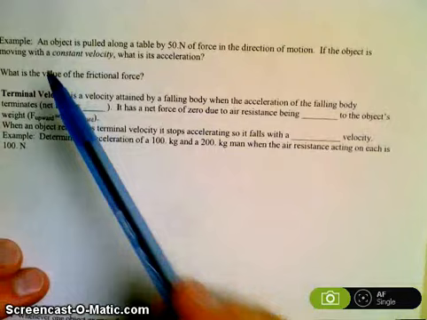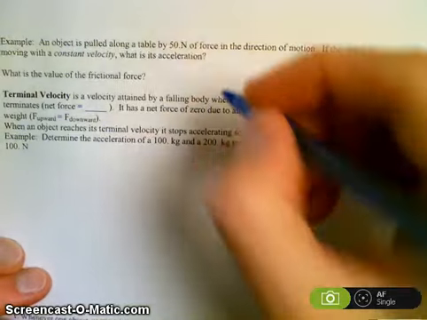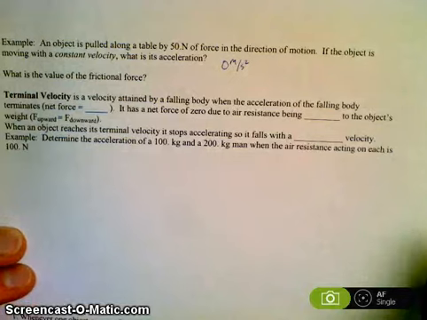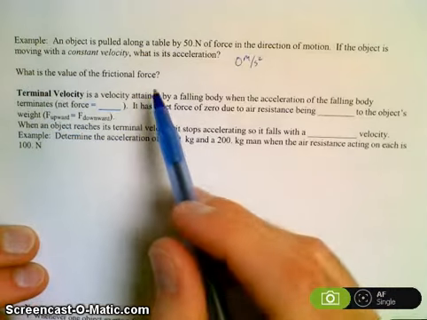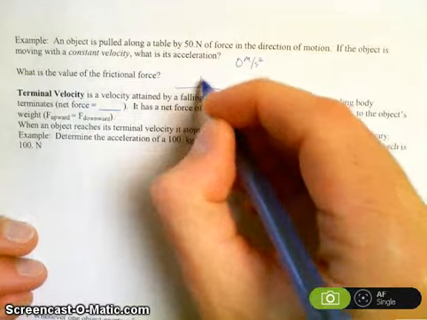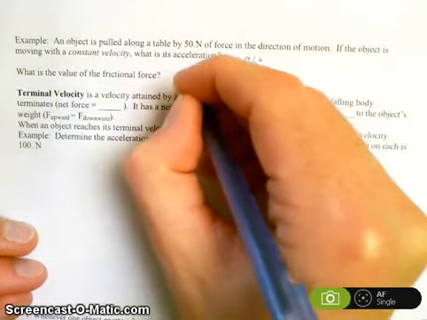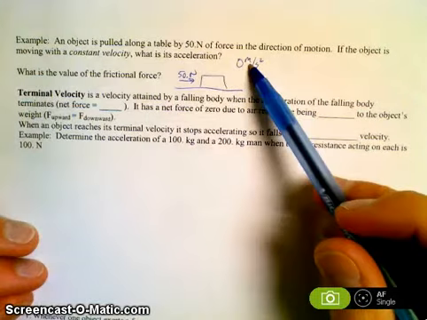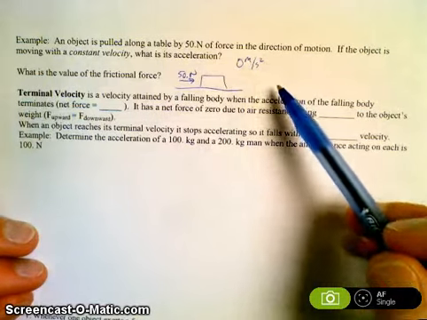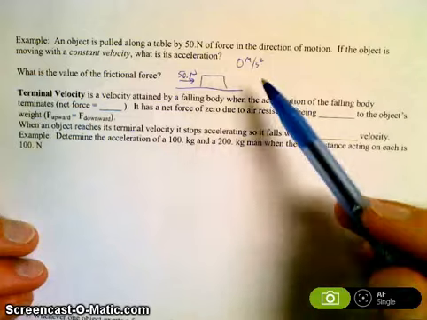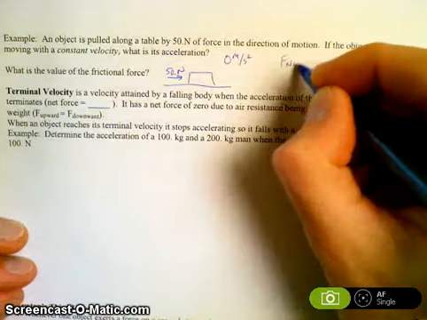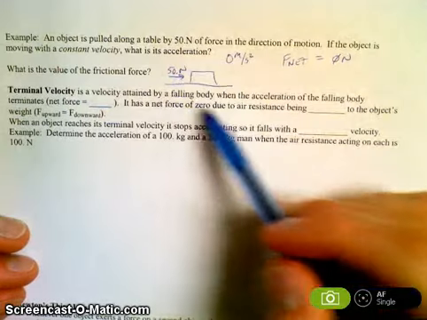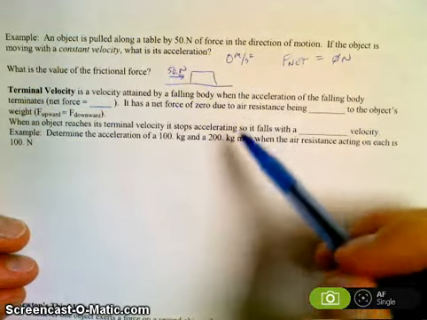the acceleration, again, if it's constant velocity, help me out. Good. It's 0 meters per second squared. It's not accelerating. So what is the value of the frictional force? Well, let's diagram it. If I put a 50 Newton force on it, and the acceleration is 0, what does the acceleration tell me about the net force? Well, if I have 0 acceleration, it means the net force is 0. And if the net force is 0, that means all the sum of the vectors acting on it are 0.